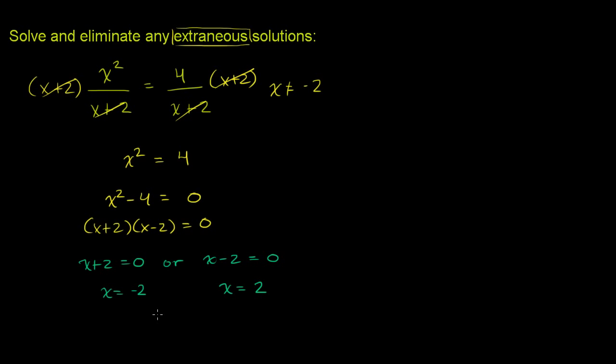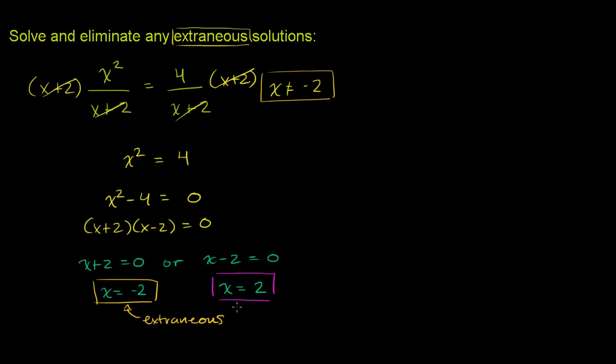Now, we know that we need to exclude one of them. We know that x cannot be equal to -2. So x equals -2 is an extraneous solution. It is a solution for this once we got rid of the rational expressions, but it's not a solution for this original problem up here because it would make the expressions undefined. It would cause you to divide by 0. So the only solution here is x is equal to 2.